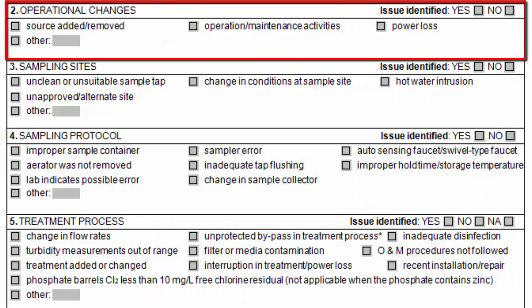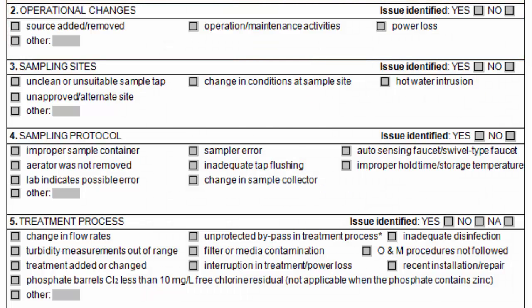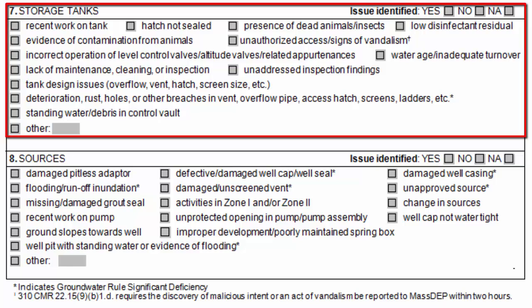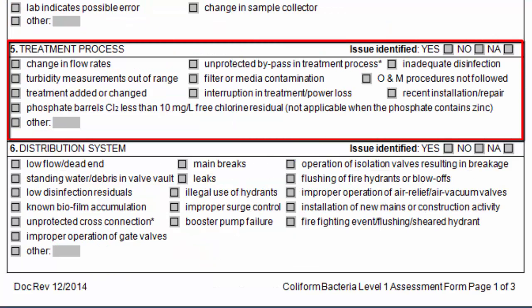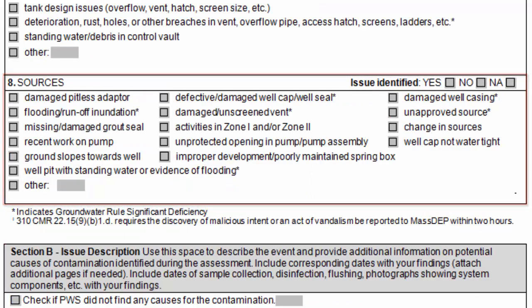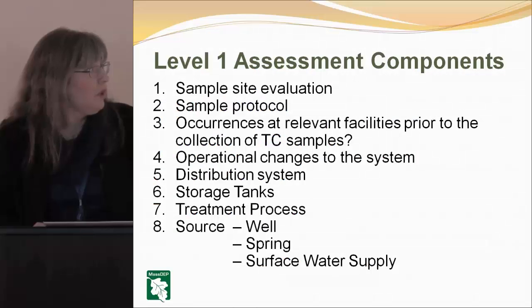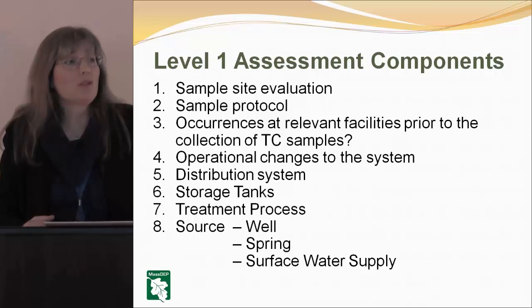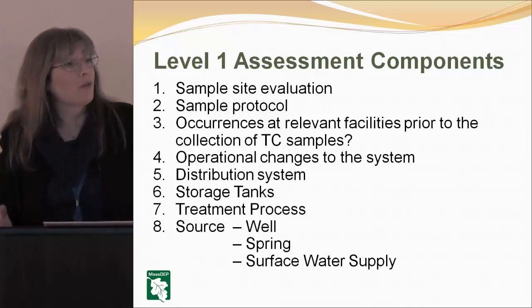Your operational changes, your distribution system, your storage tanks, your treatment processes, your sources, whether it's a well, spring, or surface water supply. Have you recently added a source or taken a source out of service?